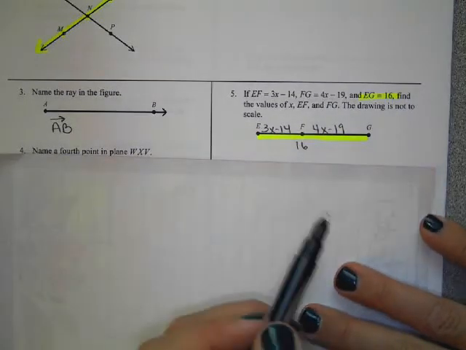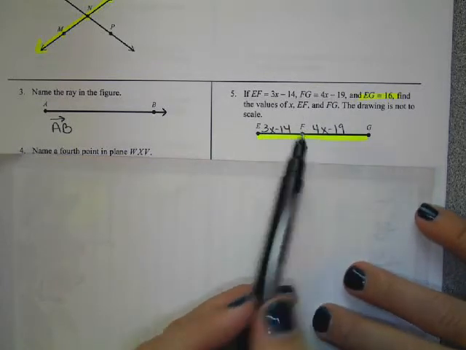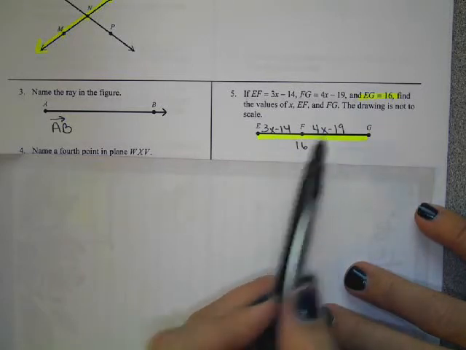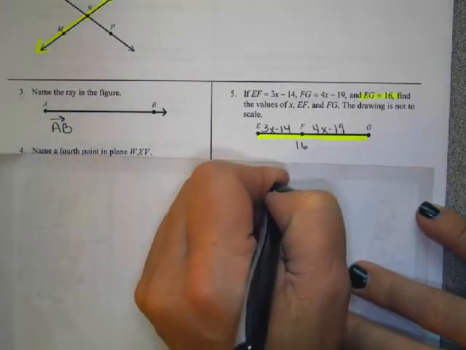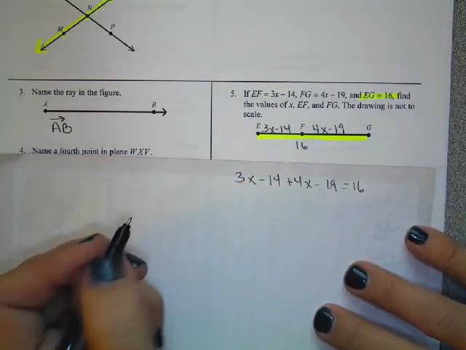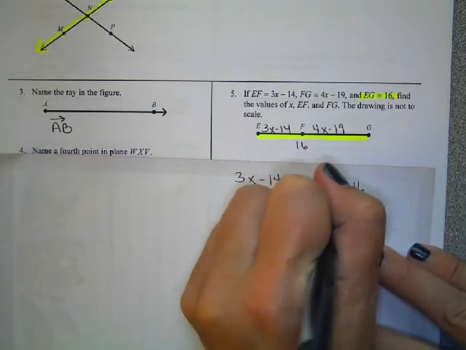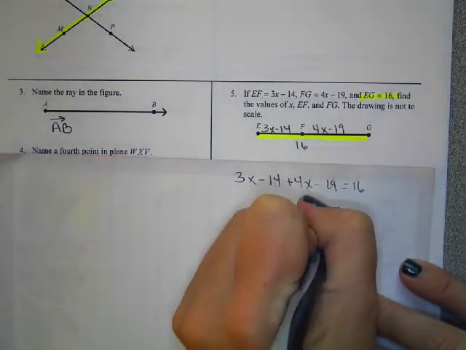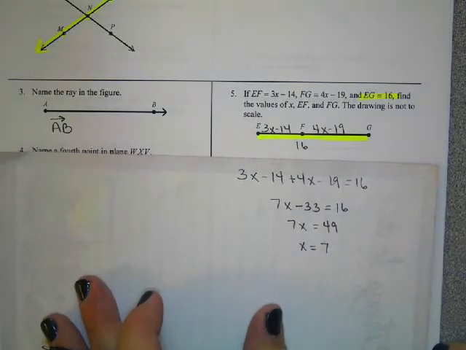So first of all, F is not a midpoint. Nothing in this problem says that F would be a midpoint. So we know the entire length. So if we combine EF and FG, it will equal the entire length from E to G. So you want to add these segments up. So combine your like terms. Add 33 to both sides. And X is 7. And we're not finished.